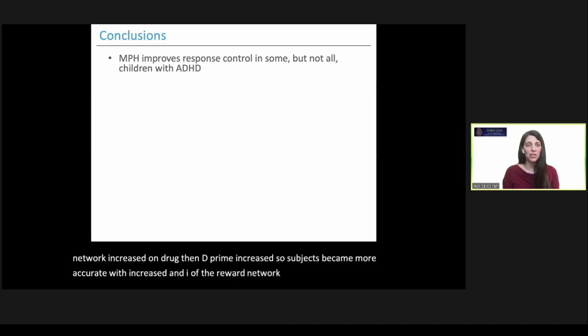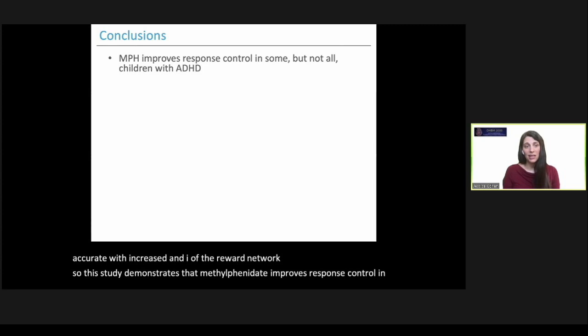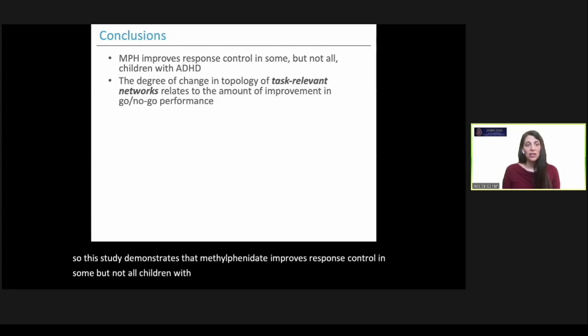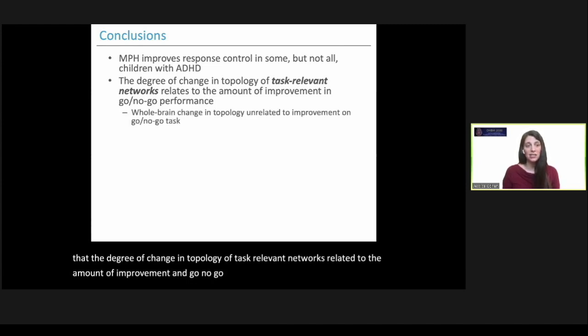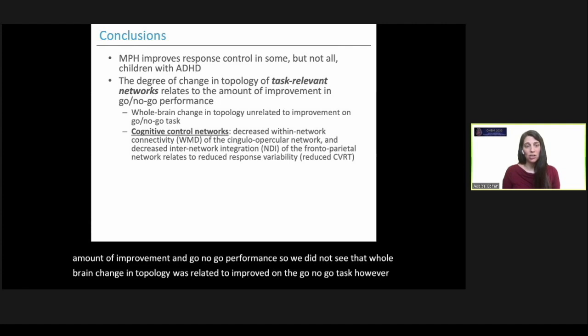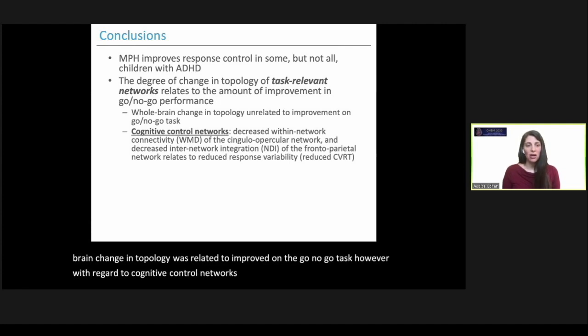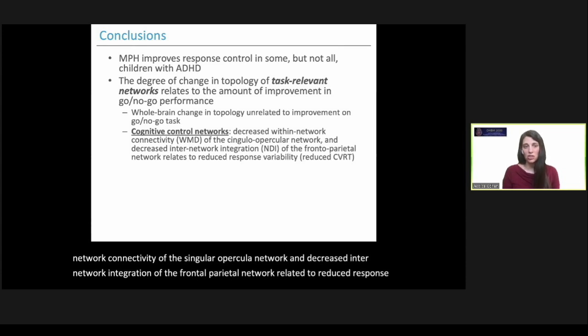So this study demonstrates that methylphenidate improves response control in some, but not all, children with ADHD, and that the degree of change in topology of task-relevant networks related to the amount of improvement in go-no-go performance. So we did not see that whole brain change in topology was related to improvement on the go-no-go task. However, with regard to cognitive control networks, we found that decreased within-network connectivity of the cingulo-opercular network and decreased inter-network integration of the frontoparietal network related to reduced response variability or reduced CVRT.